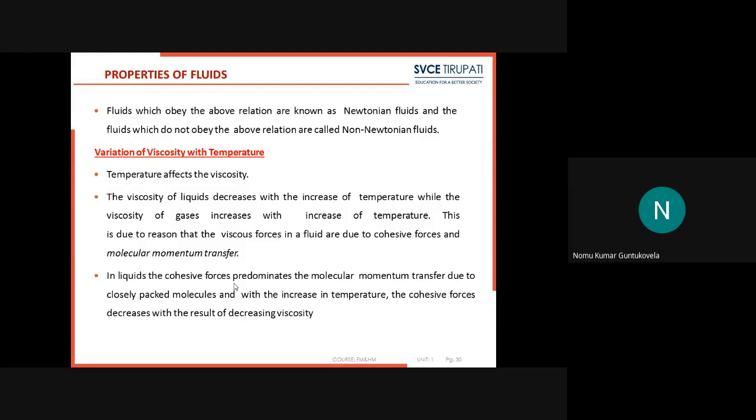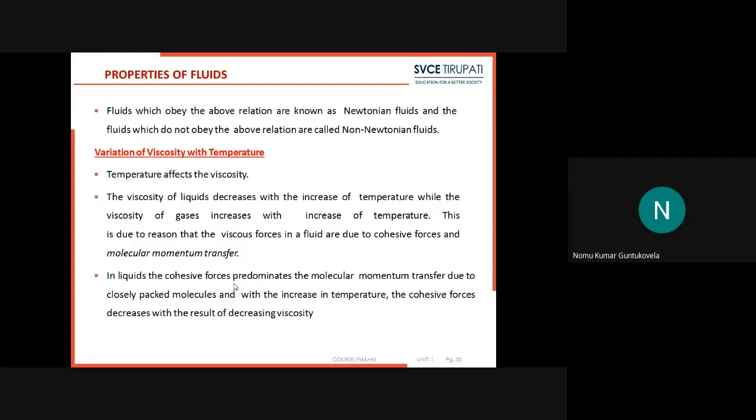For example, we take water as a first phase, and we keep it at 0 degrees centigrade. We are cooling down, that means we are reducing the temperature. In water we have loose molecules. Whenever we reduce the temperature, those molecular bonds come closer and it becomes solid, and viscosity is more.